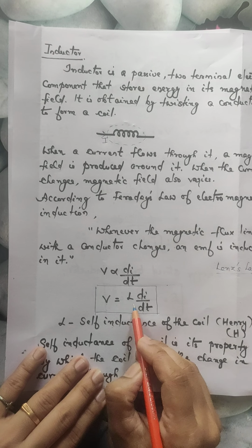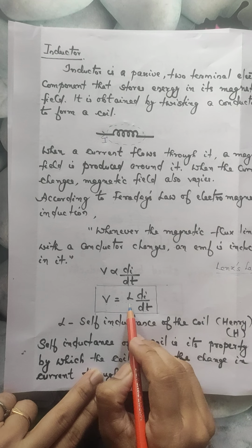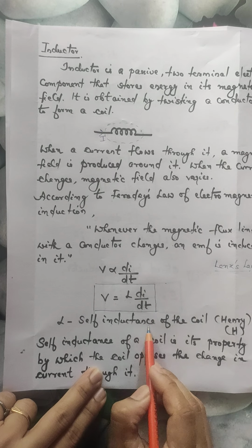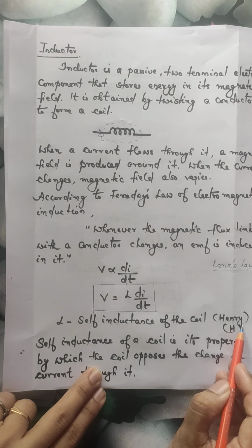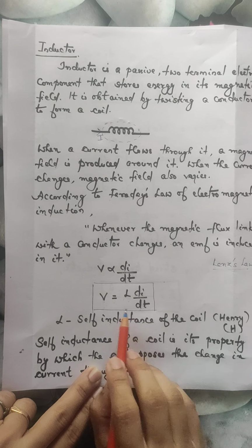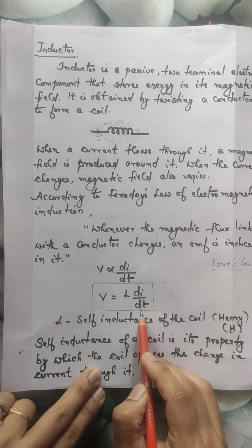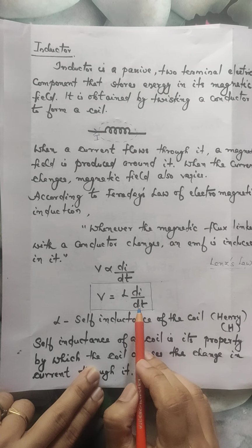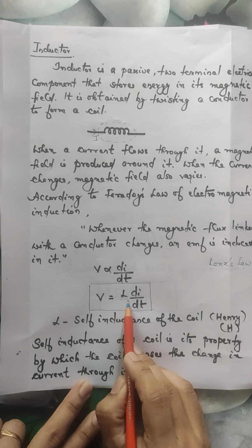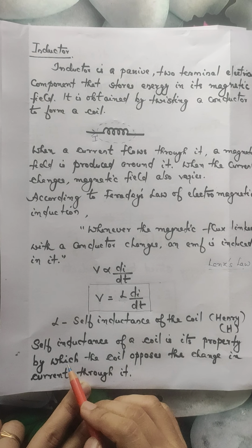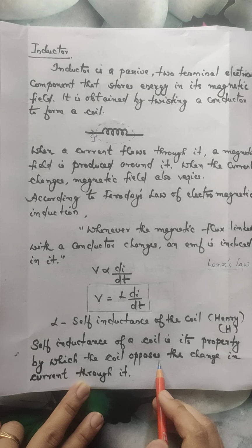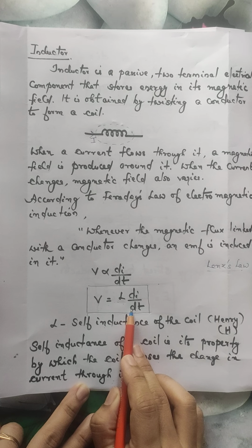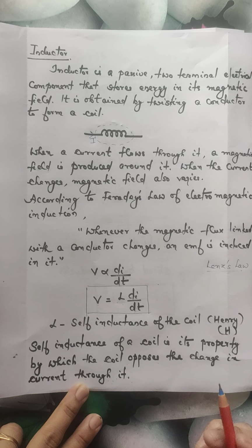Voltage across an inductor is equal to L into di by dt, where L is the self-inductance of the coil. L is known as self-inductance or simply inductance of the coil, and its unit is Henry, denoted as capital letter H. Here di by dt is the rate of change of current through the coil. So voltage across an inductor is the product of its self-inductance and the rate of change of current. We can define self-inductance as the property of the coil by which the coil opposes the change in current flowing through it.